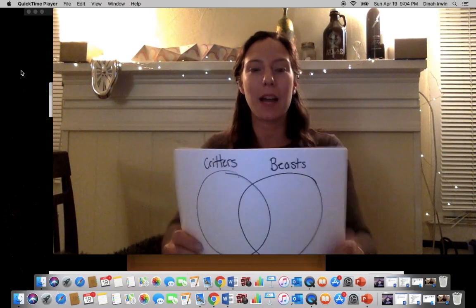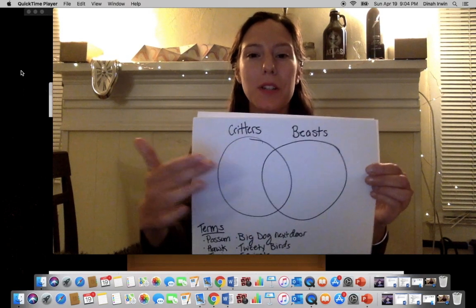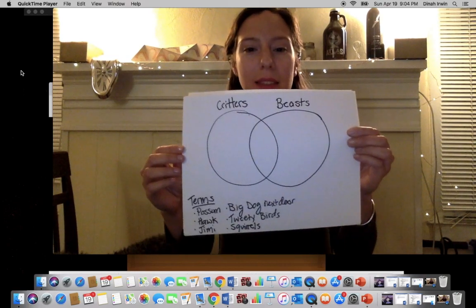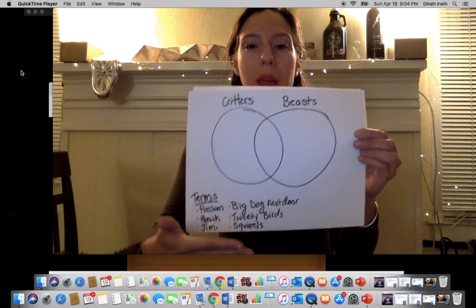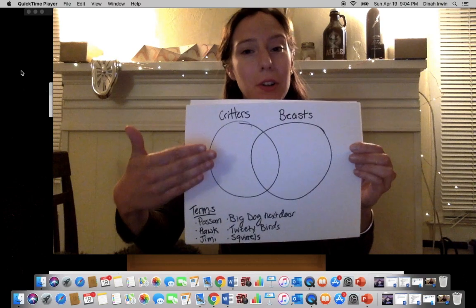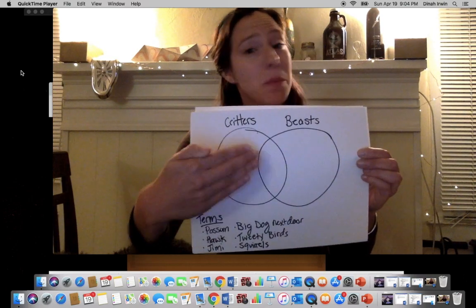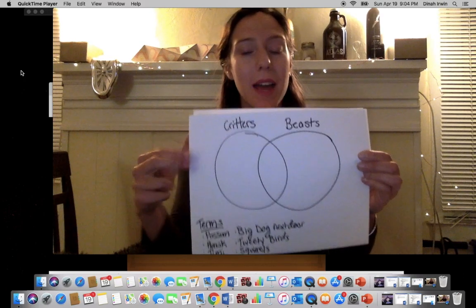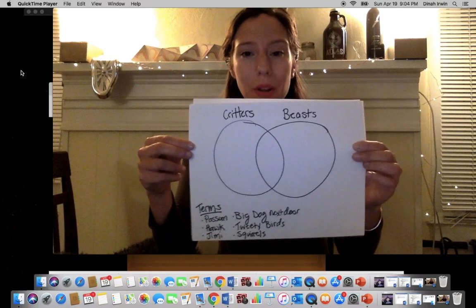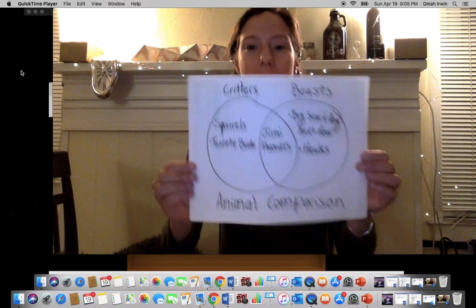So in honor of looking out my window all day, I made a Venn diagram of critters and beasts, okay, and outside things. So these are my terms that I need to place here. Things that are just critters would go in the critters circle. Things that are beasts would go in the beast circle. And things that maybe could be both will go in the middle, okay? So this is the example, okay? And now my final product is gonna look like this, all right?